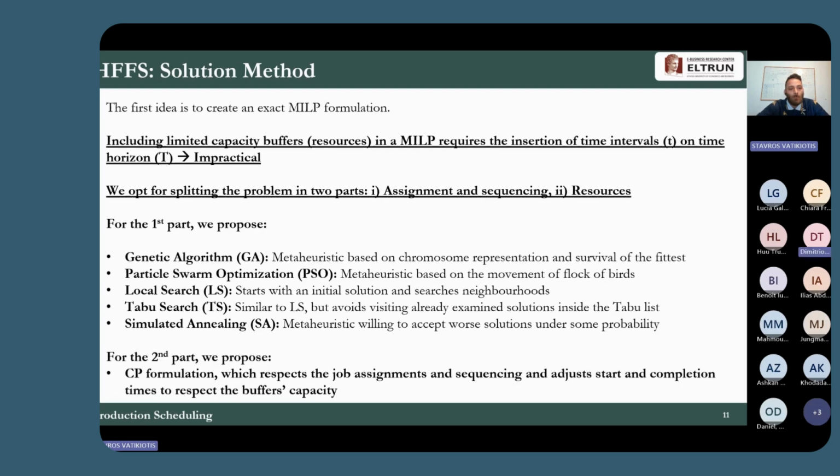with the aim of getting to better solutions as the search goes on and on. For the second part, we have a constraint programming formulation, which is enforced to respect the assignments and sequences made in the first part. And then what it does, it actually adjusts just the start and completion times in order to respect the capacity of the buffer.